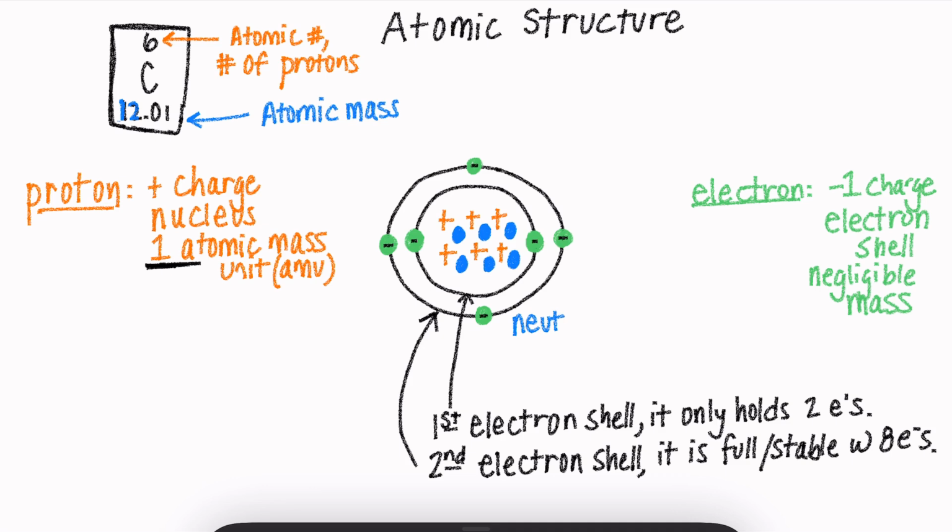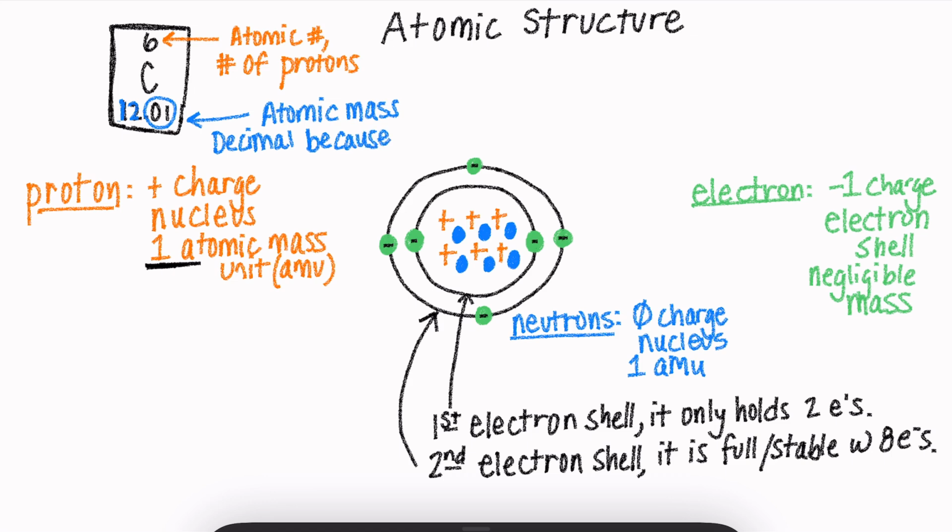Now, the neutrons don't have a charge. That's how they got their name. So we say no charge. They're neutral. They're also found in the nucleus. And they also have a 1 atomic mass unit. I'll just use AMU because you know what that is now. Notice that the atomic mass is a decimal. It's a decimal because not all of the atoms have 6 neutrons. Every once in a while, there's one with 7. And so you get this weighted average. The average of all of them in the universe is 12.01.